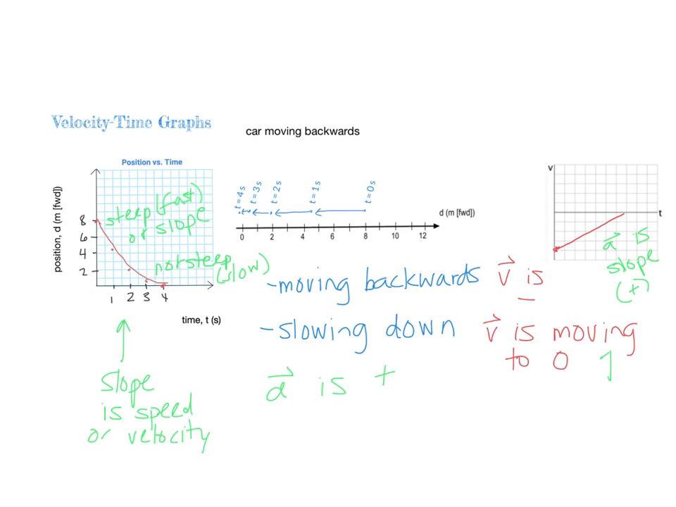But the slope in a velocity time graph tells us the acceleration. So how quickly the velocity is changing tells us what our acceleration is. So slope is telling us how much it's changing by. So slope, how much our position is changing by, is our speed. And slope of a velocity time graph, how much our velocity is changing by, is the acceleration.